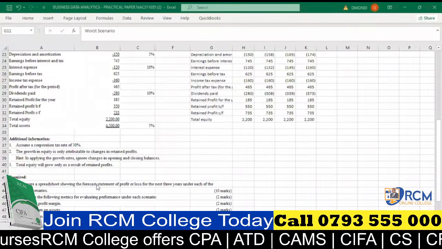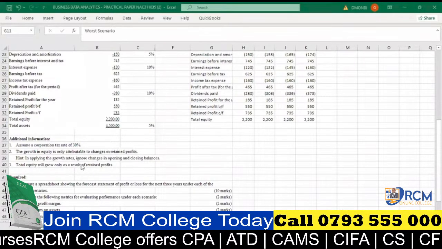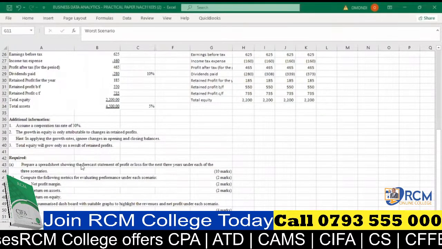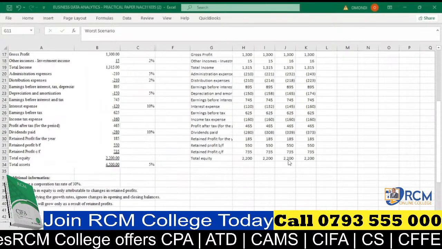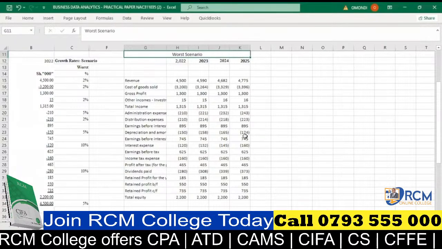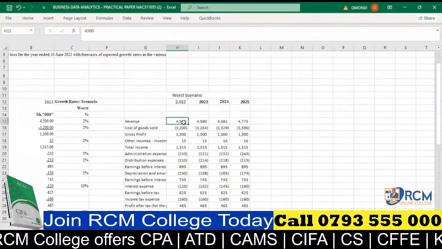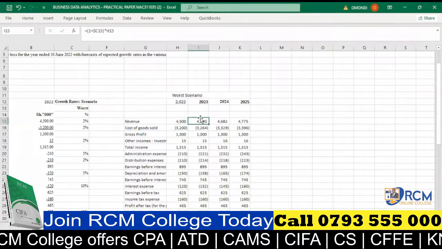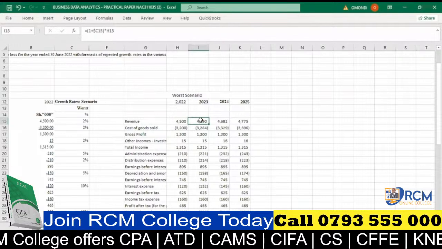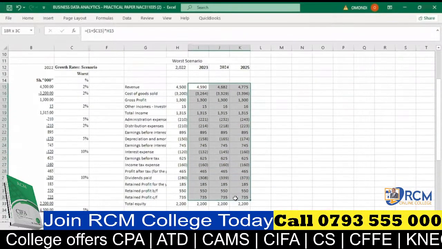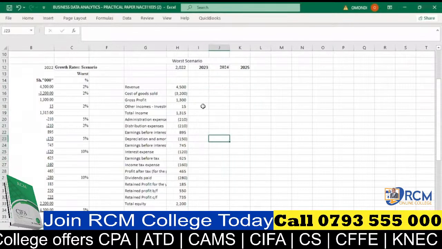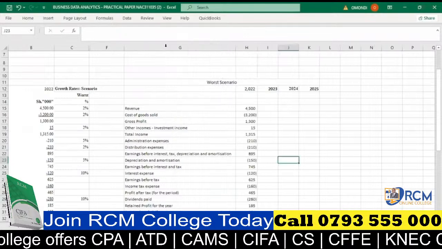How do we autofill for 2024 and 2025, sir? Have you set your formula here? Everything, you set everything in 2023.